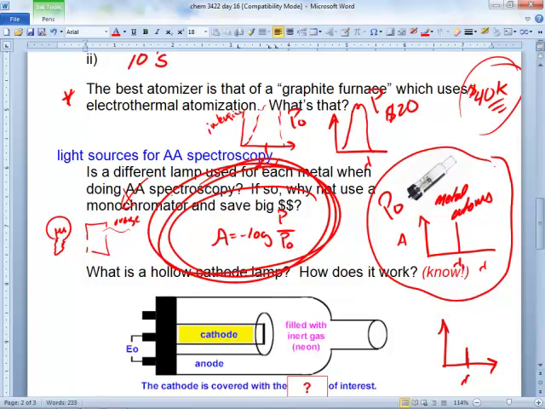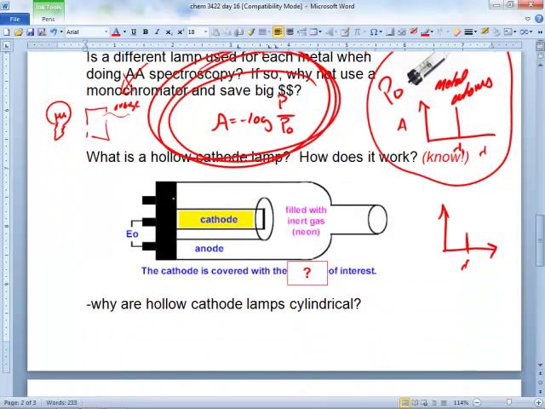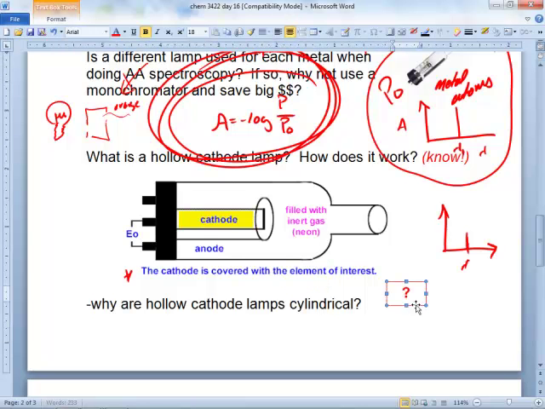Okay. How does a hollow cathode lamp work? All right. Maybe start with this. The cathode is covered with the metal or the element of interest, right? That's what, okay. So how does it work though? Filled with an inert gas, neon. What the heck would this inert gas be doing there?